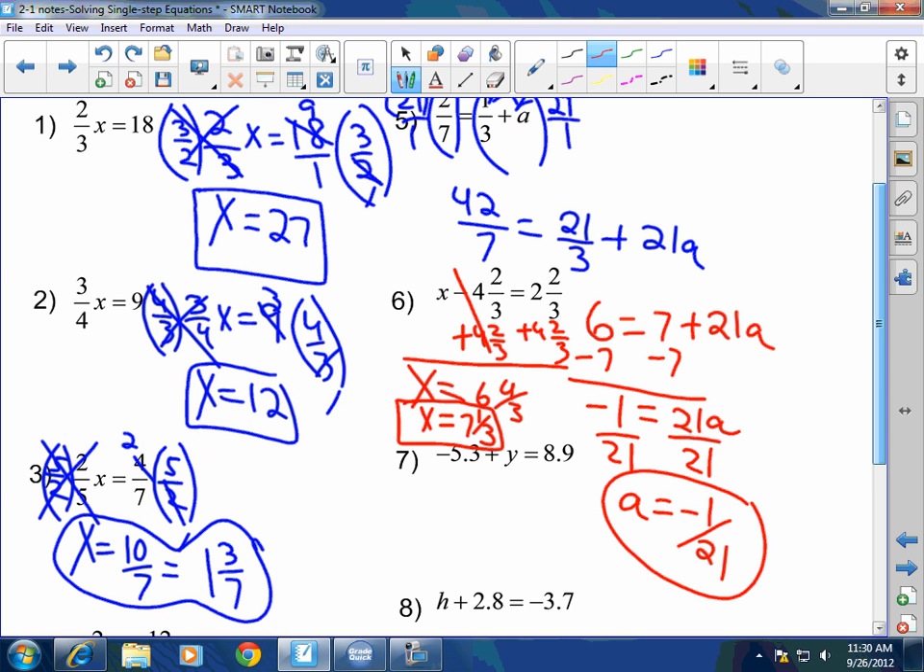But if you have different denominators, like in number 5, you can get rid of the denominators by multiplying by the LCD.